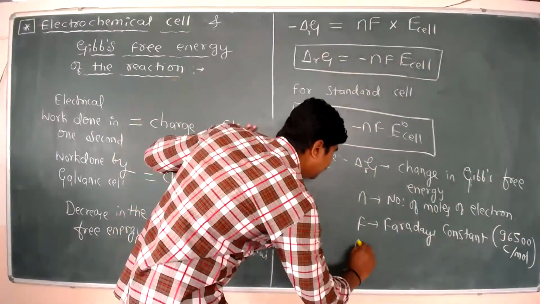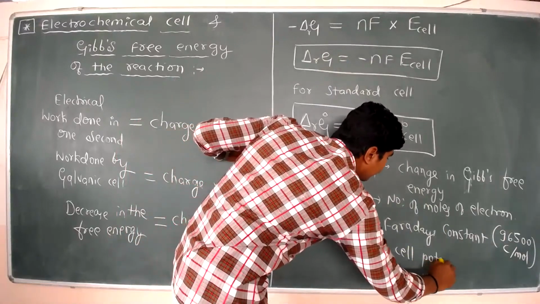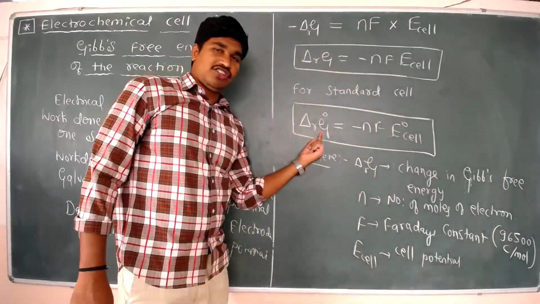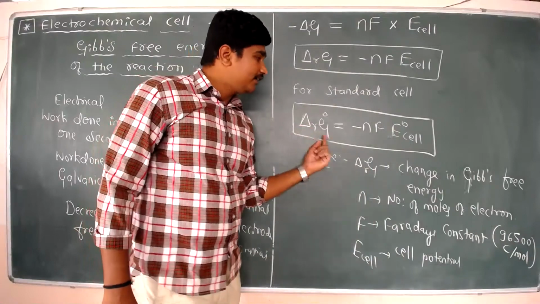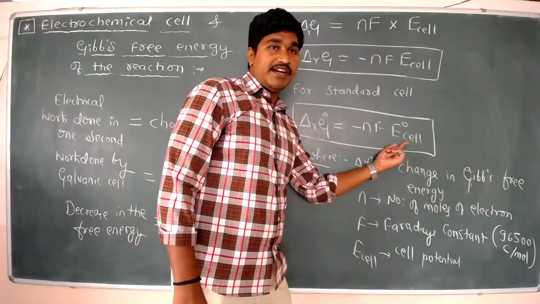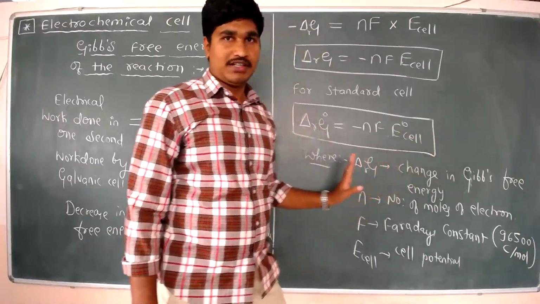Next, E cell means cell potential. Here, just think that delta G naught is there. It is standard change in Gibbs free energy. E naught cell, standard cell potential or standard electrode potential. Clear?